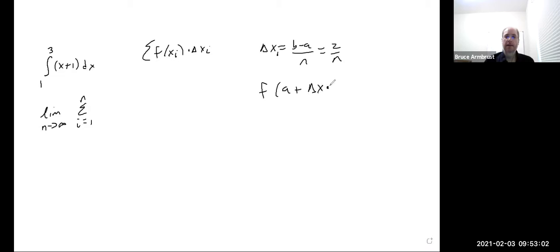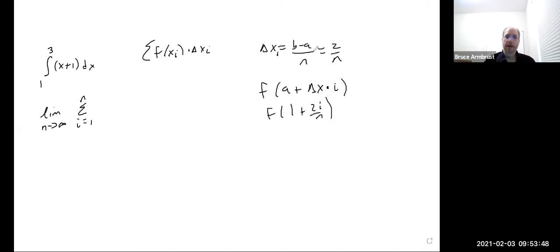But I'm going to suggest that when you do this, what you plug in is a plus delta x times i. So this would mean you're actually using the right endpoints. And so for this one, we're going to do f of 1 plus 2i over n. So basically, since we're starting at i equals 1, we're going to do 1 plus a width. So that's going to be the right endpoint. And then we add another width, and another width, and another width, and it just kind of moves us down.